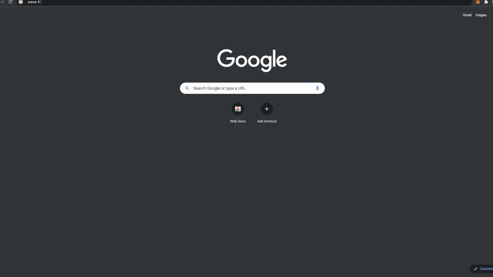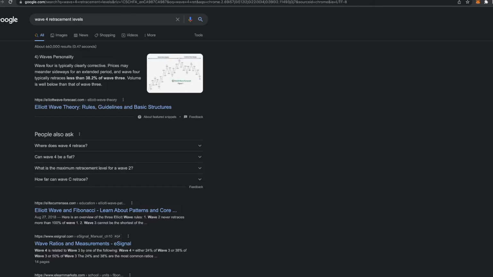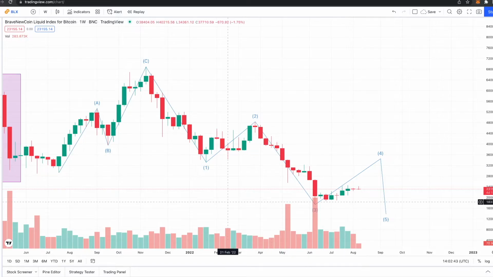So if you take this and you Google wave 4 retracement levels, what's the most common one? I think it's 38.2% of wave 3. So let's go with that. That was the first thing we found.